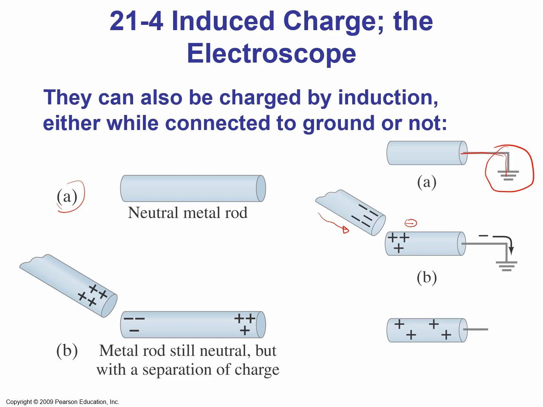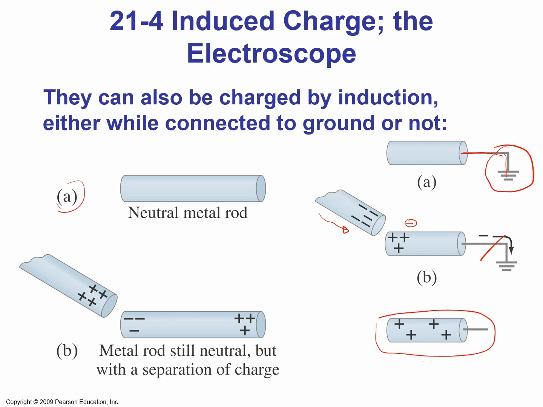Therefore, we will have a lack of electrons or charges in the metal rod, and therefore the rod will be positively charged. If we disconnect the connection of the metal rod to the earth, as we can see here, the metal rod will be charged positively.